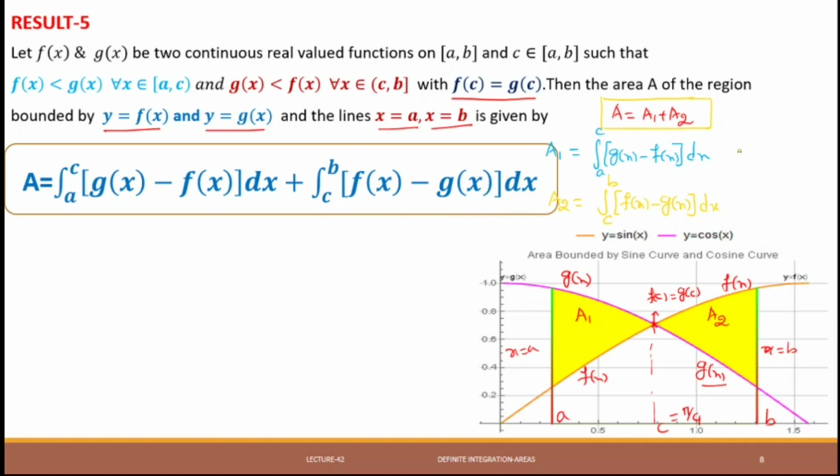So this result we have derived using result 4. Okay, I hope you have understood this result both mathematically as well as graphically. Let me discuss the next result. Here is the statement of the result.